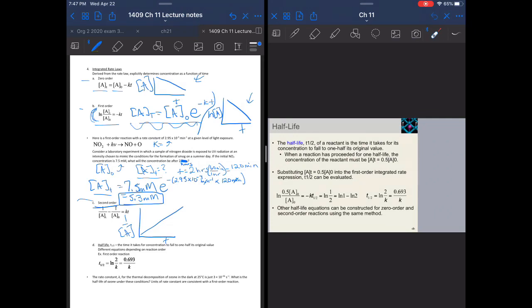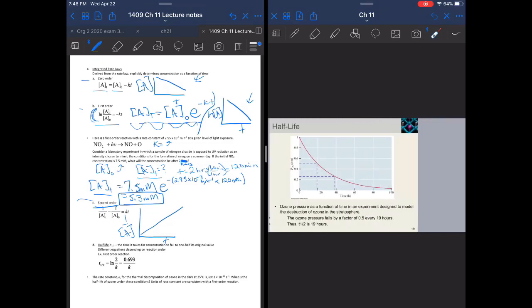Another time and quantity that's really interesting when studying kinetics and rates is half-life. So as we are looking at the depletion of a starting material, the half-life is going to be the time it takes to fall to 1/2 the original value. So we're going to come back to these equations in just a second. It's easy to see here. So this is a first order reaction.